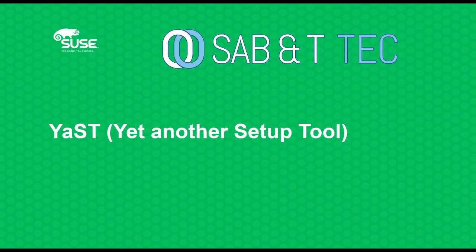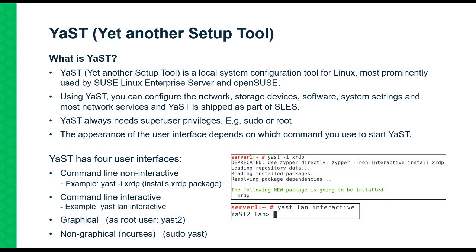Let's have a look at YaST. YaST stands for Yet Another Setup Tool. So what's the main purpose for YaST? YaST is a local system configuration tool for Linux, and it's most prominently used by SUSE Linux Enterprise Server and openSUSE. Using YaST, you can configure your network, storage devices, software, system settings, and most network services. And YaST is shipped as part of our SLES operating system.